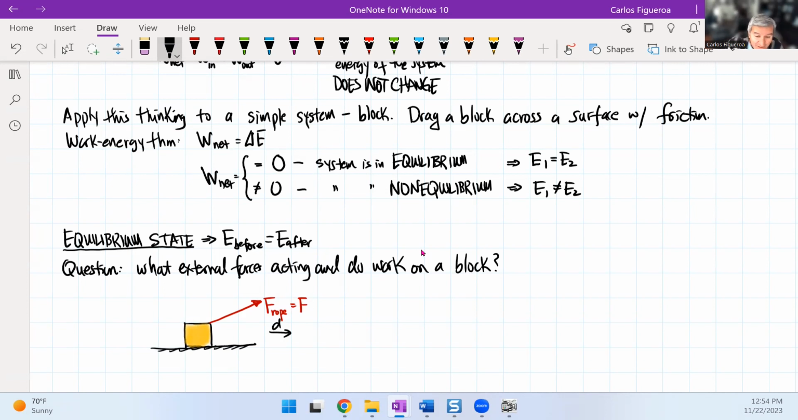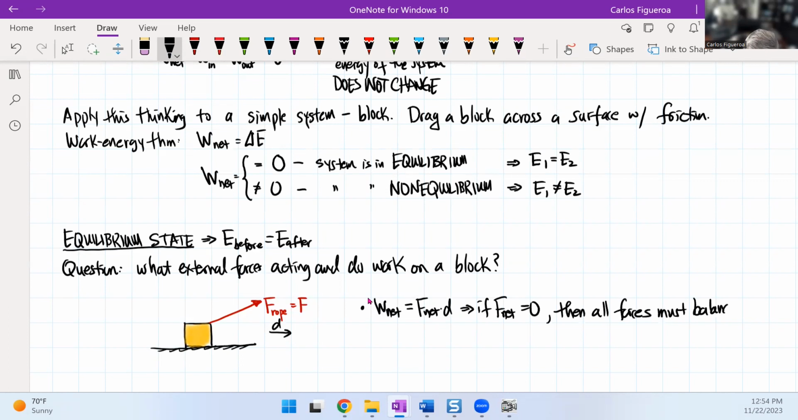Now, there's two ways that we can look at this. One way is to say, if I look at the net work, it has to be the net force times the displacement. If F net is equal to 0, then all forces must balance. And if they balance, it doesn't matter that there's a displacement. I automatically get 0 times the displacement. So my net work is 0, and therefore my change in energy is 0, which tells me that E1 and E2 are the same. That's what I mean by equilibrium.